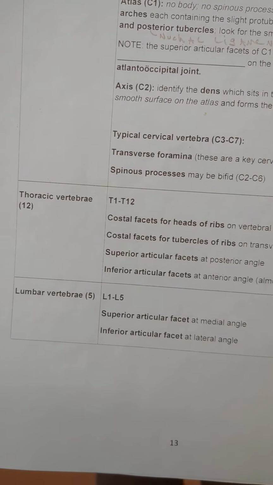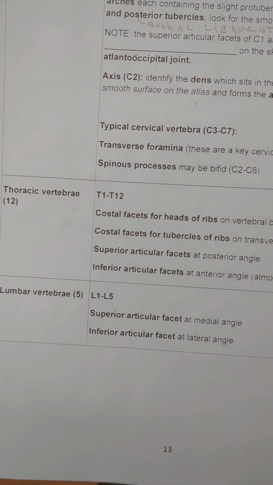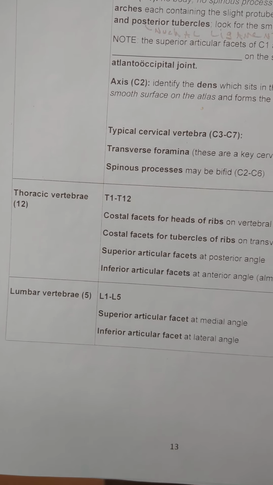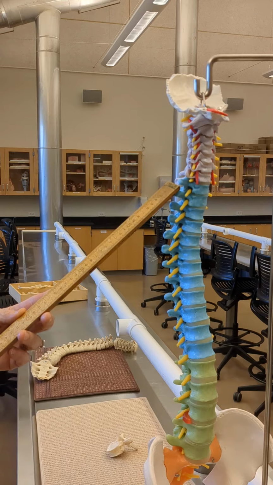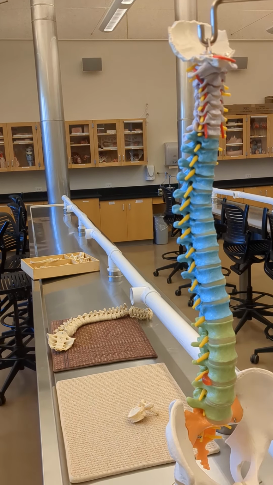This video will be about the thoracic and lumbar vertebrae. You'll see that on page 13 of your blue bone packet. We're going to start by looking at the thoracic vertebrae, T1 down to T12. There are 12 thoracic vertebrae.